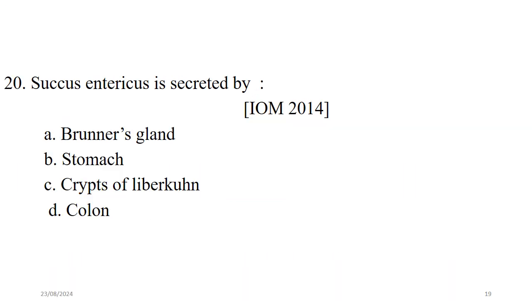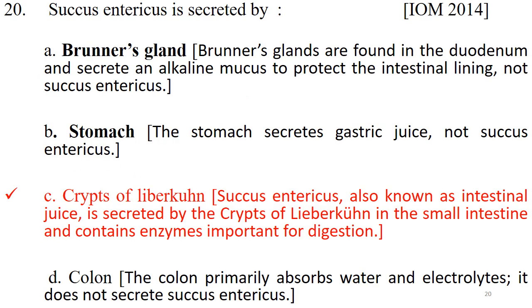Question number 20. Succus entericus is secreted by. The options are A, Brunner's gland, B, stomach, C, crypts of Lieberkuhn, D, colon. The correct answer is option C, crypts of Lieberkuhn. Because succus entericus is also known as intestinal juice, secreted by the crypts of Lieberkuhn in the small intestine, and contains enzymes important for digestion.